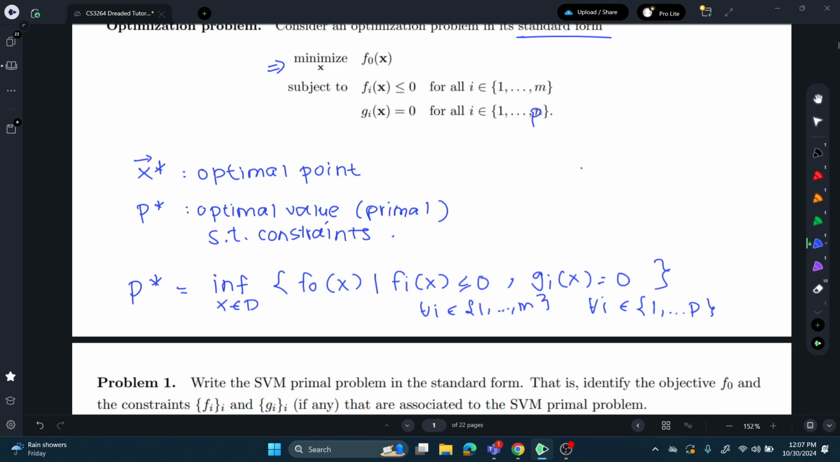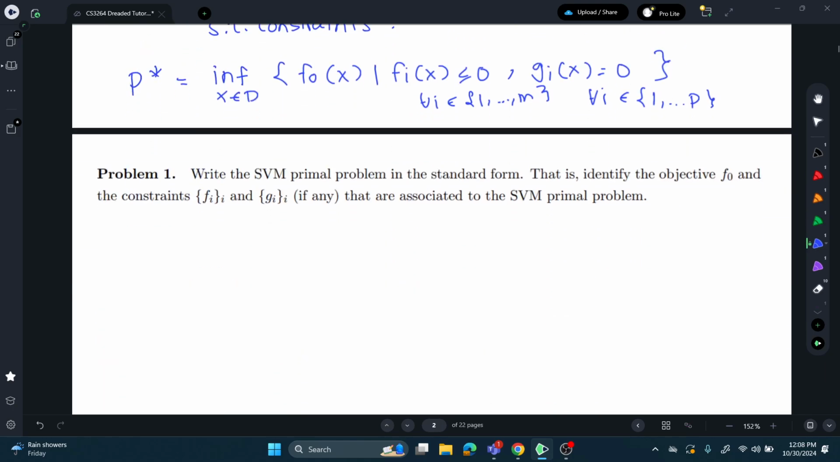Okay, so whenever you see a p star, note that this is essentially the optimal value to the original problem, subject to the constraints. Then whatever x star you see, this is essentially the value of x that will give this p star. Or rather, I can also say that p star is essentially the value of f0 of x star. Okay, just some notation thing.